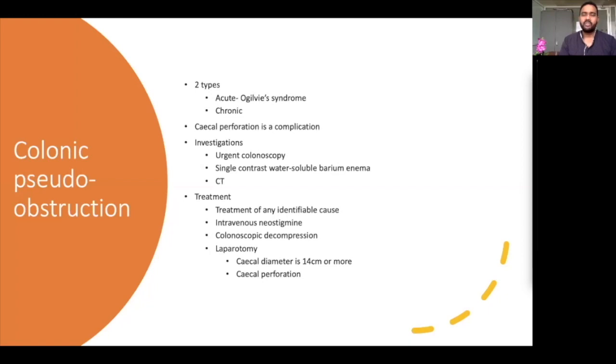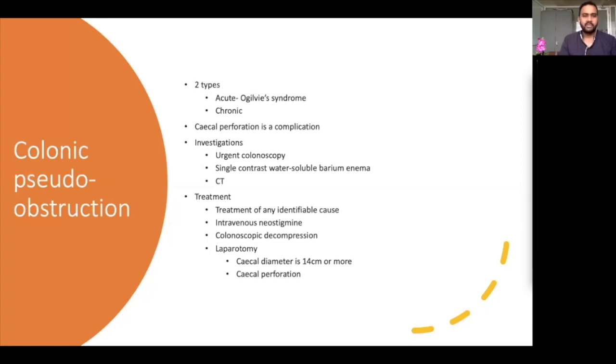And the most important complication with colonic pseudo obstruction is cecal perforation. So they can go into cecal perforation in colonic pseudo obstruction. Again, the bowel is distended because there's no passage of bowel content, so it will go into cecal perforation.